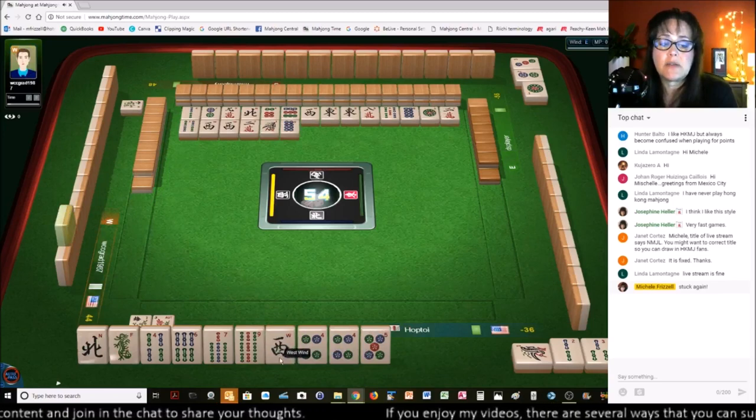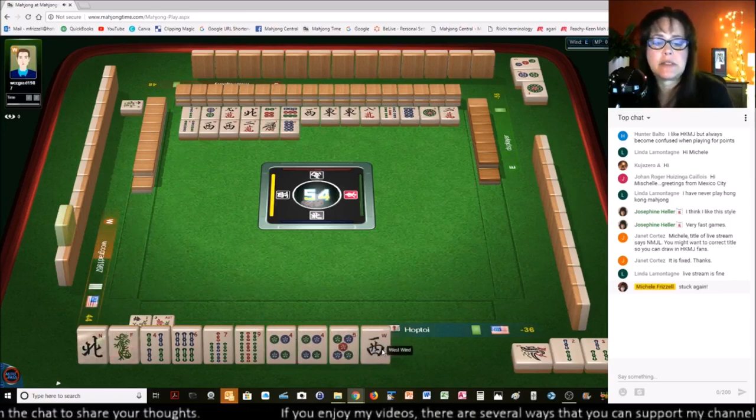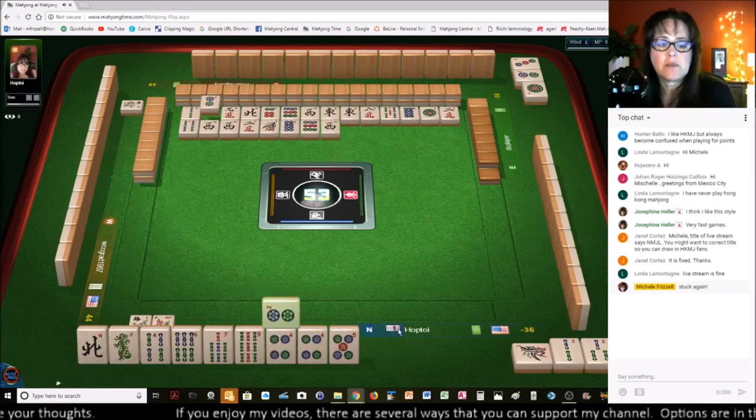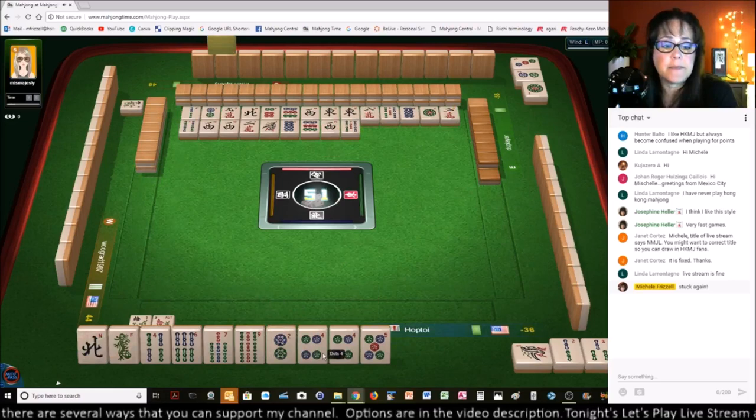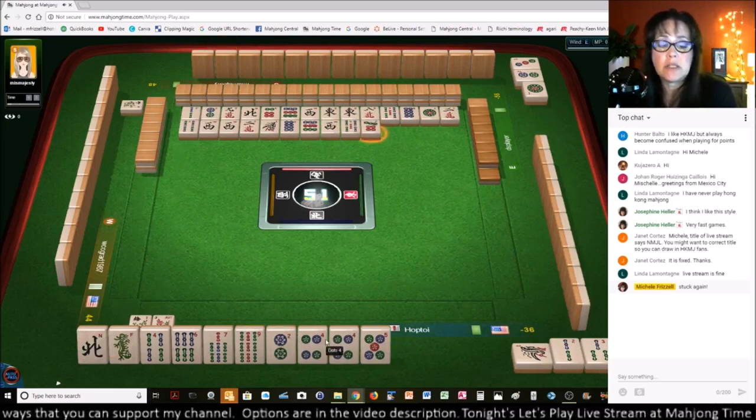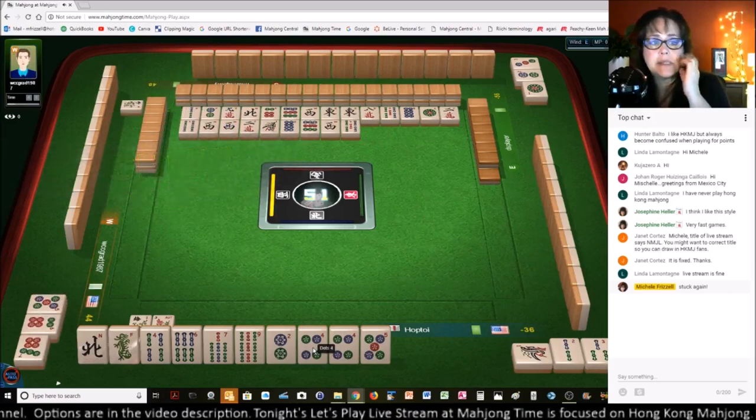That's a good safe tile though. Well, nah, let's get rid of it. Nine dots. Because we could still play all chow and just move on to the next game. We do even have a pair in here. Chow. Let's see what happens.